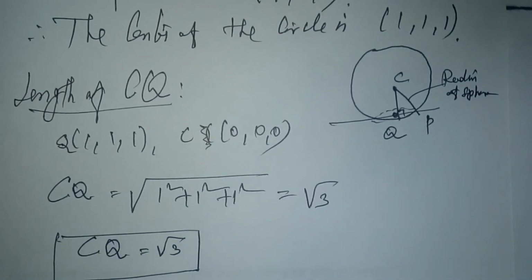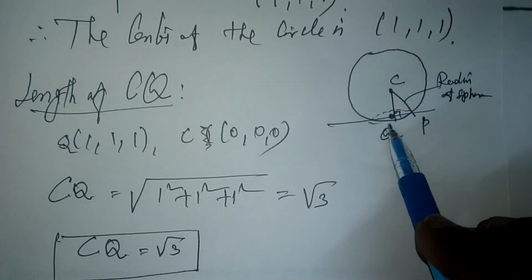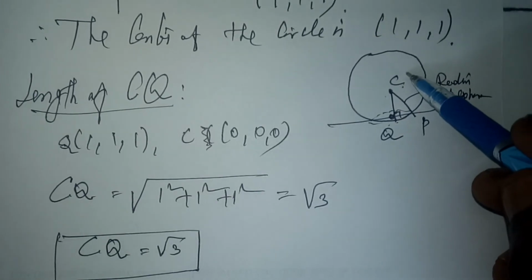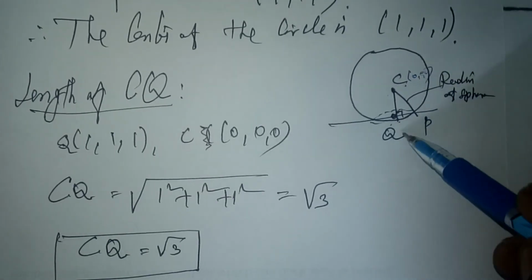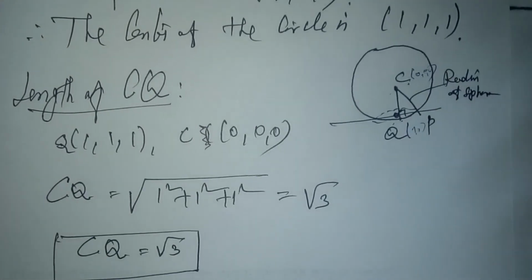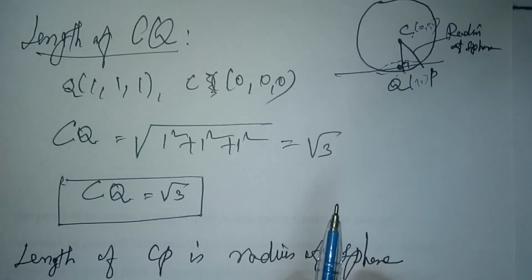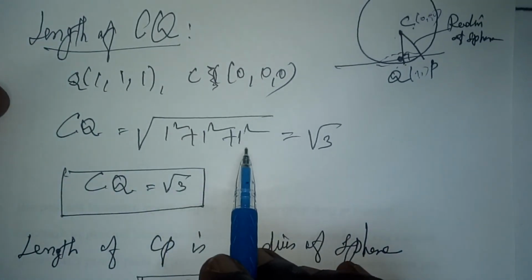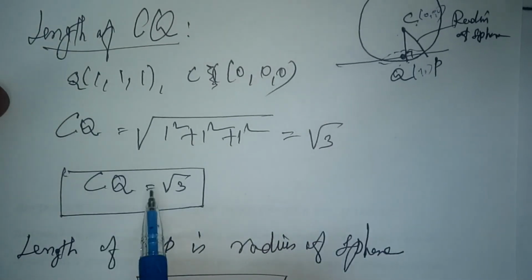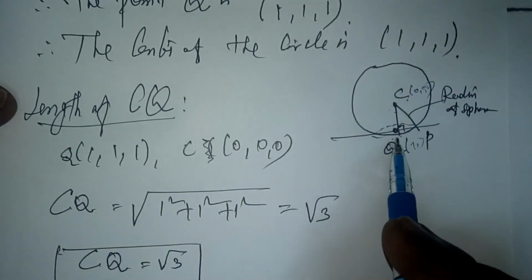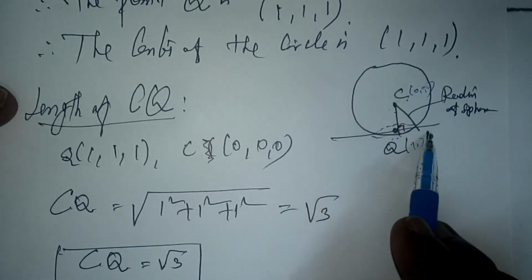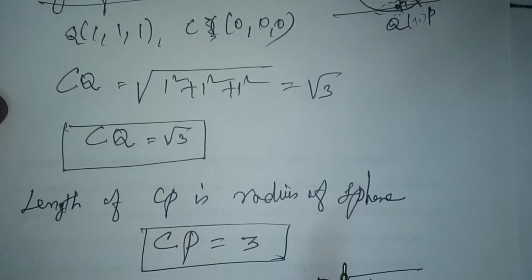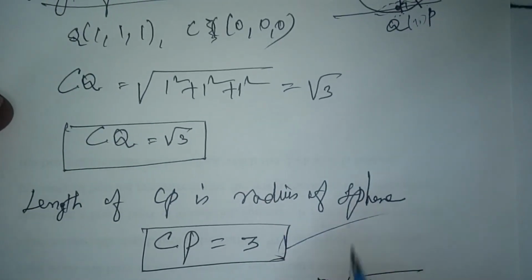For that purpose I am going to find the distance, that is the length of CQ. We know the coordinates of C, the center of the sphere, which is 0, 0, 0, and the coordinates of Q are 1, 1, 1. It is the distance between two points, so I get 1 square plus 1 square plus 1 square, which is the square root of 3. So this is the value of CQ. Already we know CP is the radius of the sphere, so CP is equal to 3.